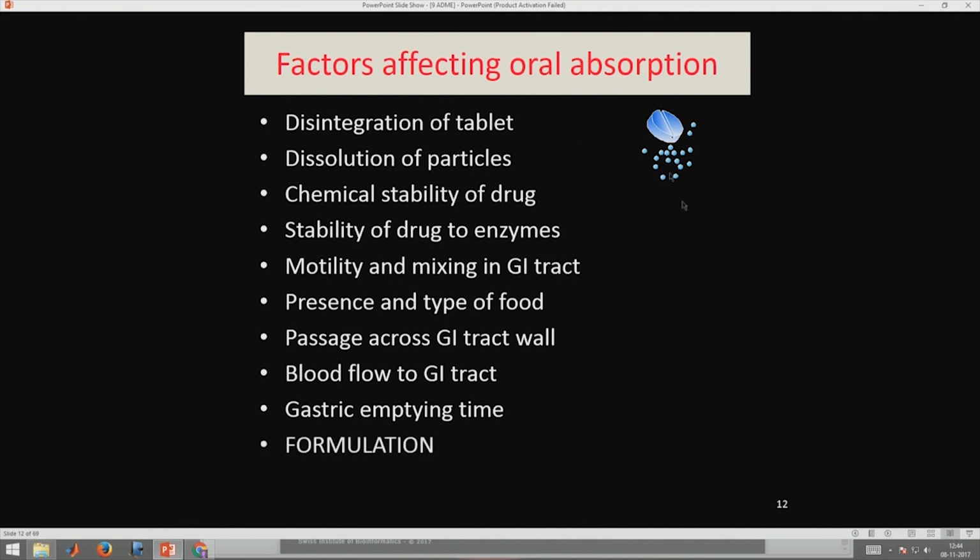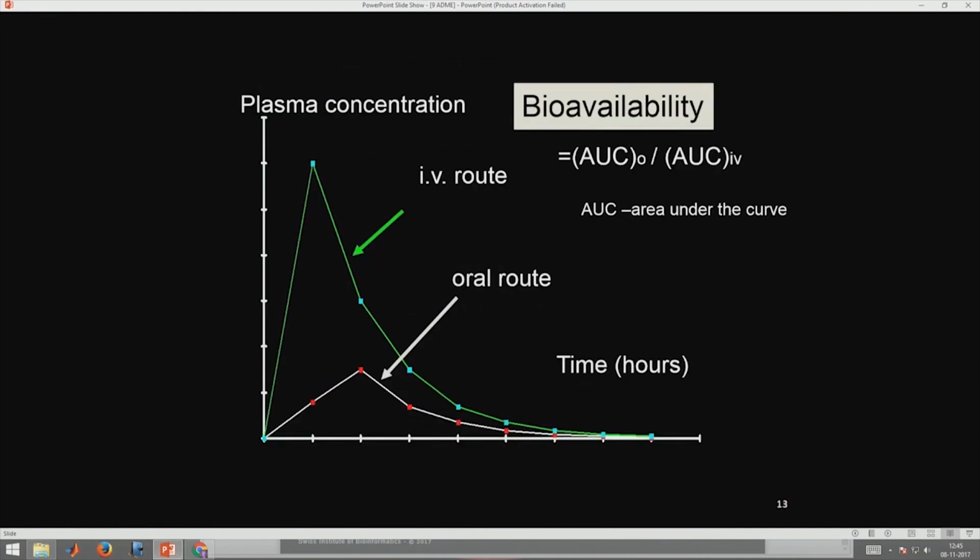Formulation matters: how the manufacturer has formulated the drug, whether they have added surfactants, stabilizers, or solubilizers. All these matter. Typically, if the drug is given as an IV, the concentration of the drug will increase with time and then fall down. The y axis is concentration, and the x axis is time.